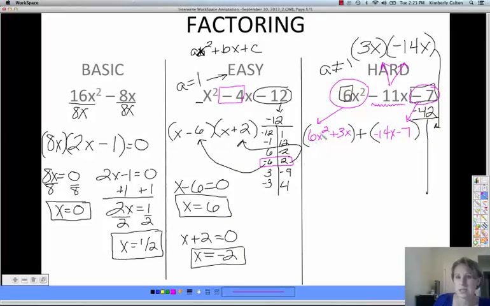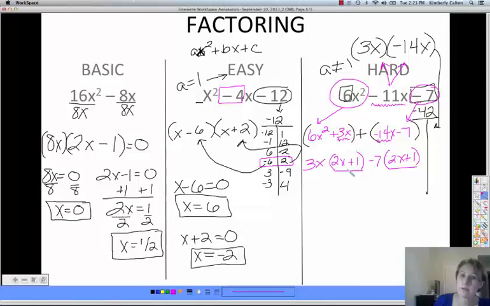So notice that 6x squared and 3x are both divisible by 3x. That leaves me with 2x plus 1. In the second parenthesis, they're both divisible by negative 7, and that leaves me with 2x plus 1. Now you should stop here and look at your parentheses. They should equal the same thing. If they don't, you stuck these terms in the wrong parentheses, or you factored incorrectly.